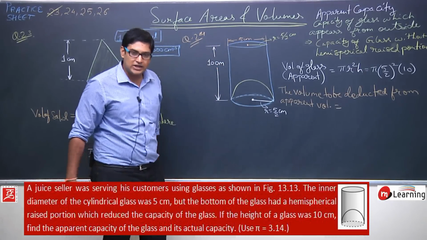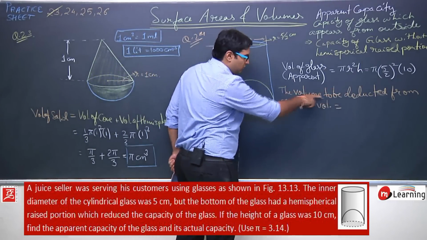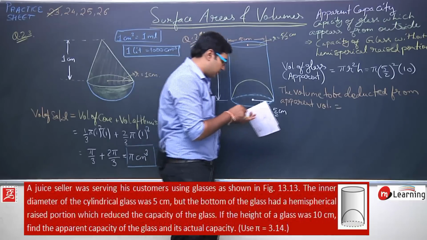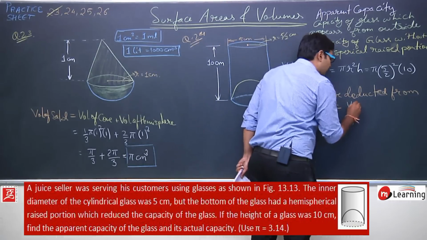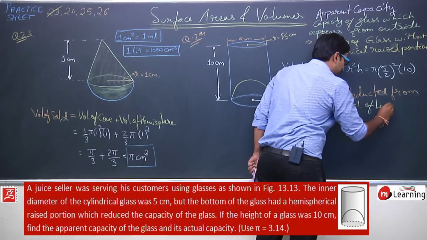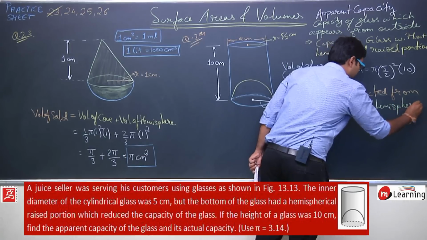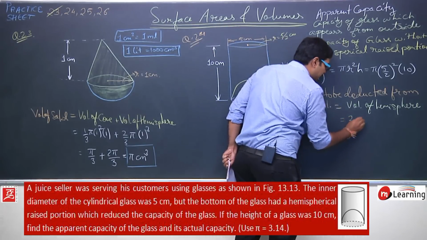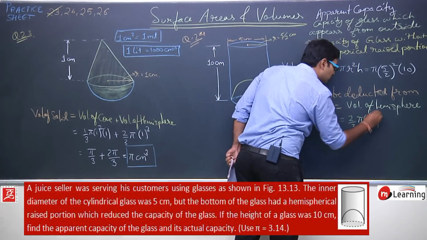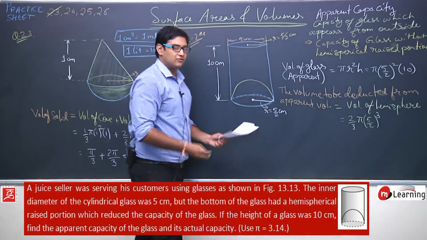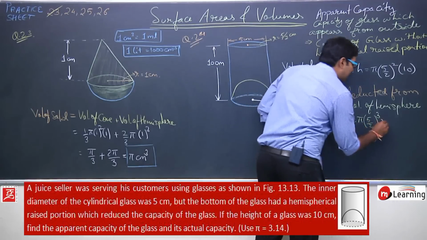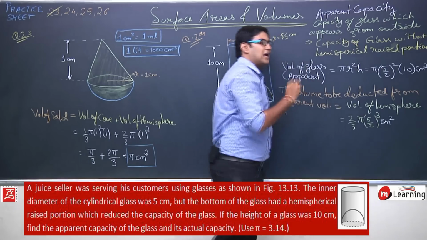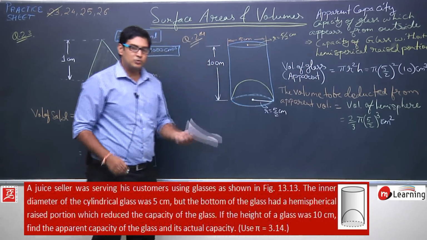So if the radius is 5 by 2 centimeters, then the volume to be deducted from the apparent volume is equal to the volume of the hemispherical raised portion. It is equal to what? It is 2 by 3 pi r cube, that is 2 by 3 pi into 5 by 2 whole cube. This much volume in centimeter cube or in ml. I will write ml in the last. So this much volume should be deducted.